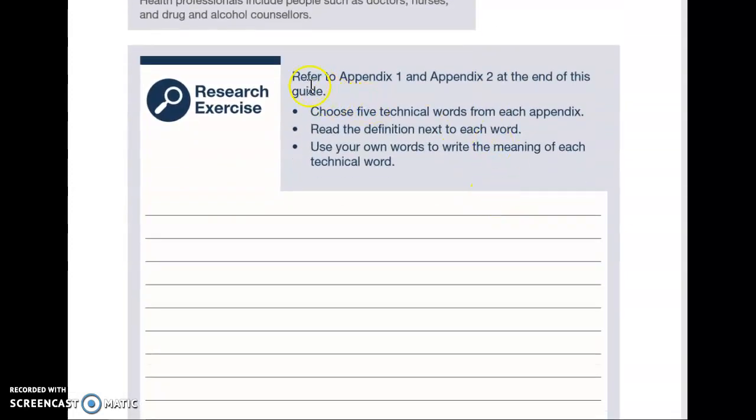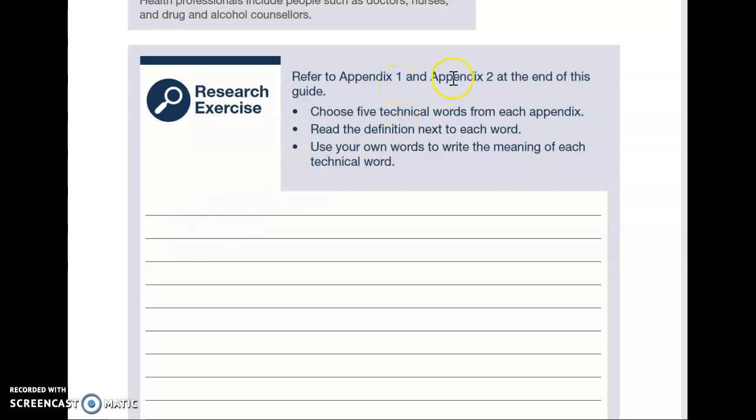So what we want you to do here is go to Appendix 1 and Appendix 2, which I just showed you at the end of the guide. Choose 5 words from each appendix. So 5 from Appendix 1, 5 from Appendix 2. Read the definition next to each word and then use your own words to write the meaning of each technical word. So basically you're going to write the word here, and then next to it, what does it mean? But I don't want you to copy the definition that was given to you at the back. I want you to make your own definition, because if you're copying it, then you're not actually processing it. So what does it mean? Do it in your own words.